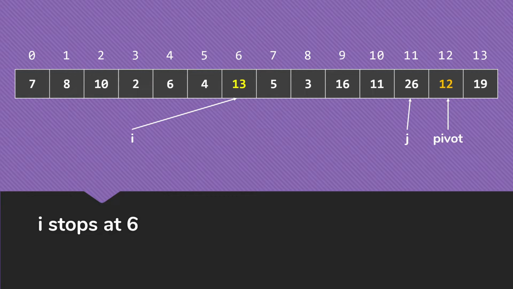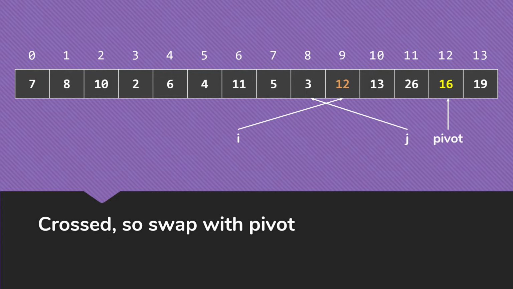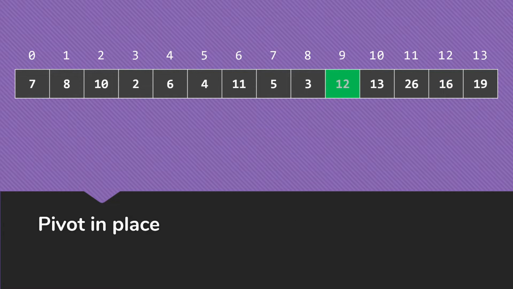We'll move on. I will stop at index 6 with the value 13. J at index 10 with the value 11. We'll swap those. I will now stop at index 9 with the value 16. J will stop at index 8 with the value 3. And at this point, I and J have crossed. So we're going to swap with the pivot, and that 12 will be in place.